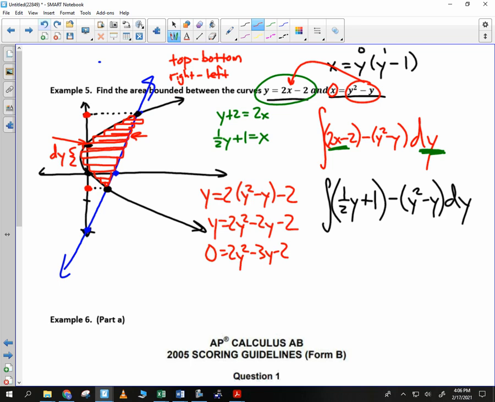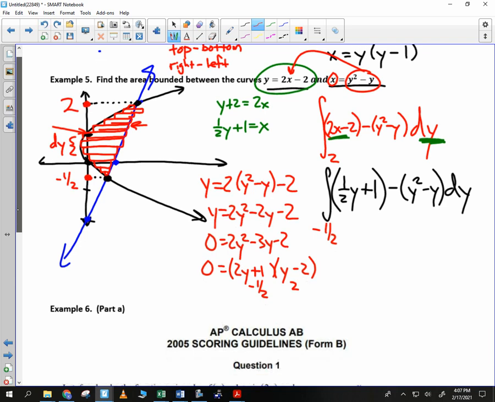And that factors to 2y plus 1 and y minus 2. Notice I have a solution of 2 and negative 1/2. Look back at your graph. Does this look like it's a height of 2? Sure does. And does this look like a height of negative 1/2? It sure does. Folks, I think I've done most of the work for you in terms of finding the intersection.